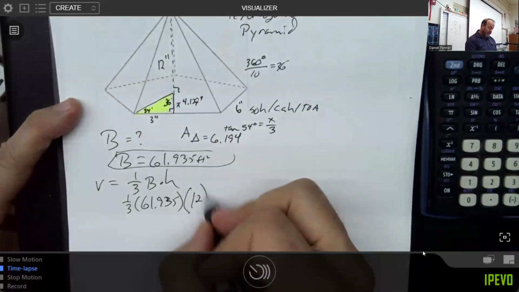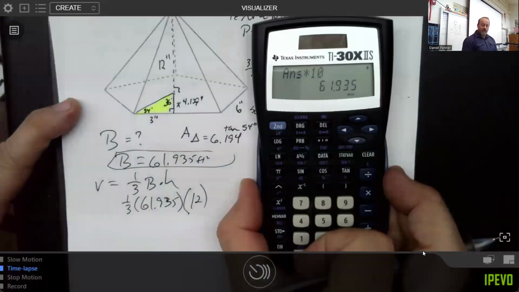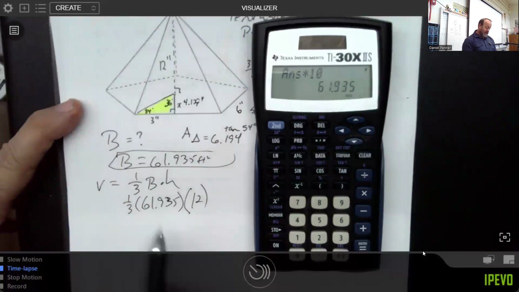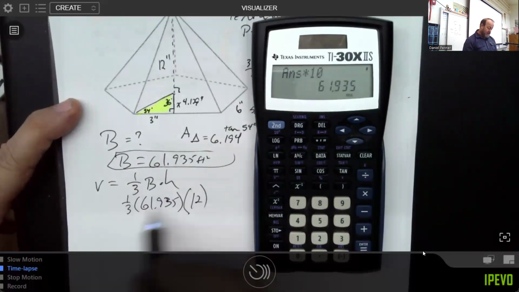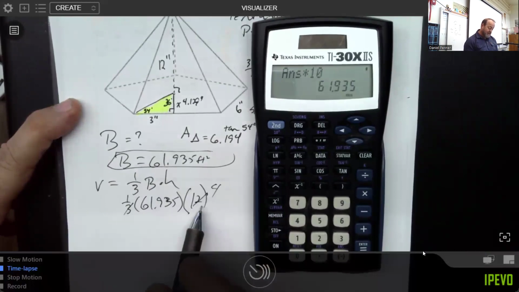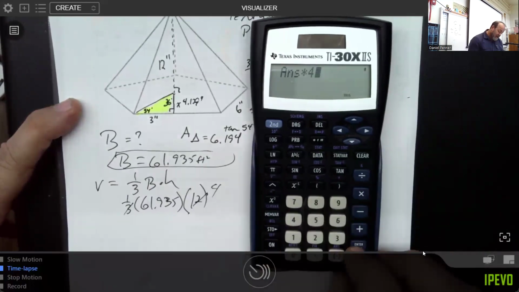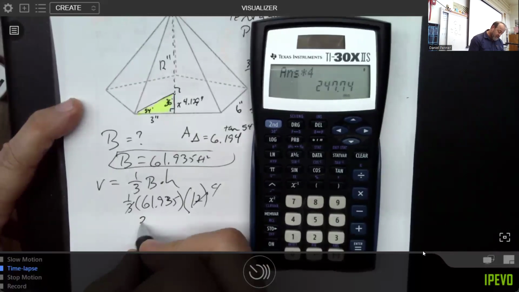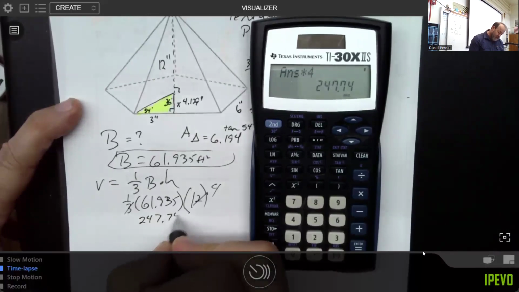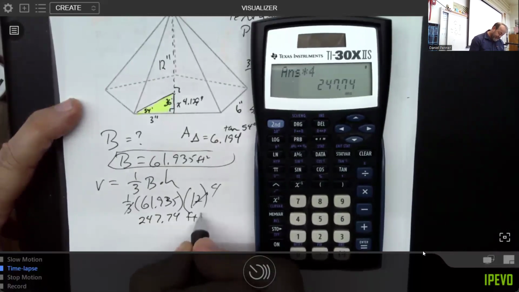and the height of the shape is 12. And of course, there's little things we could do in math that go fast. I could say that these cancel out to leave the number 4, because 3 goes into 12 4 times. So I'm just going to multiply by 4. And I got that the volume of my shape is 247.74 cubic inches.